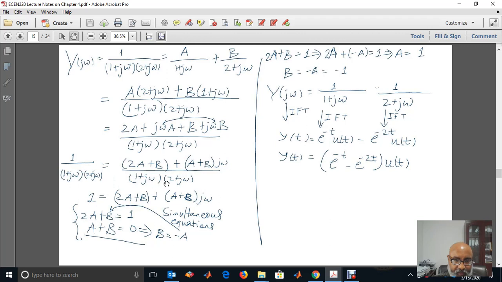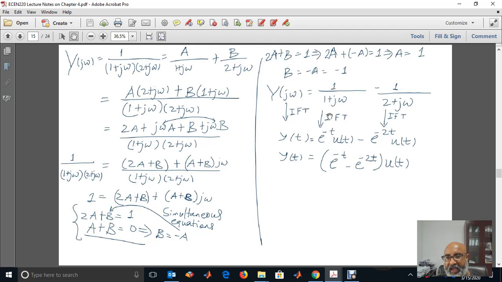So the left equation equals the right equation. That means 2A plus B is a constant number, which is the numerator 1. 2A plus B is 1. A plus B, I do not have j omega in the numerator here. Therefore, A plus B is 0. So I have two equations, two unknowns. 2A plus B is equal to 1. A plus B is equal to 0. From the second, B equals minus A. Then substitute in the first, I get A is equal to 1 and B equals minus 1. This is a simultaneous equation. Therefore, I found A and B.